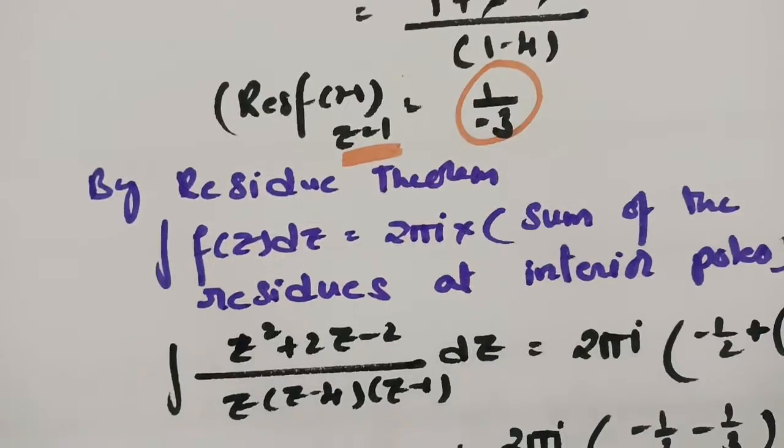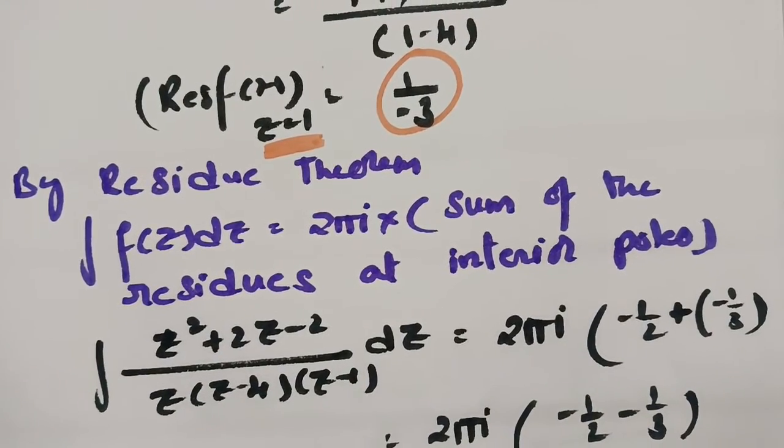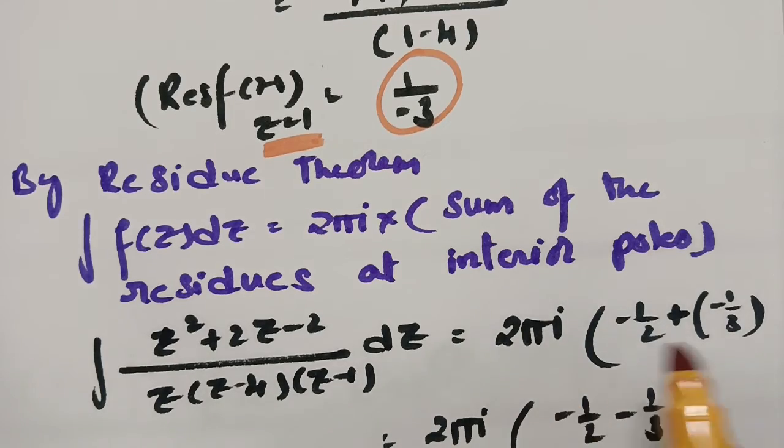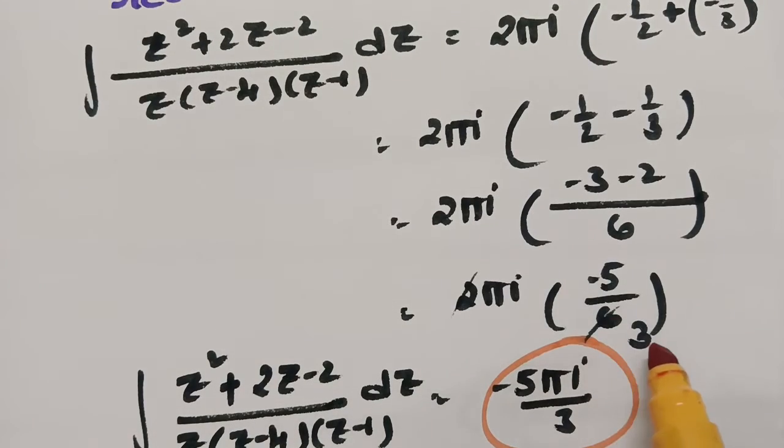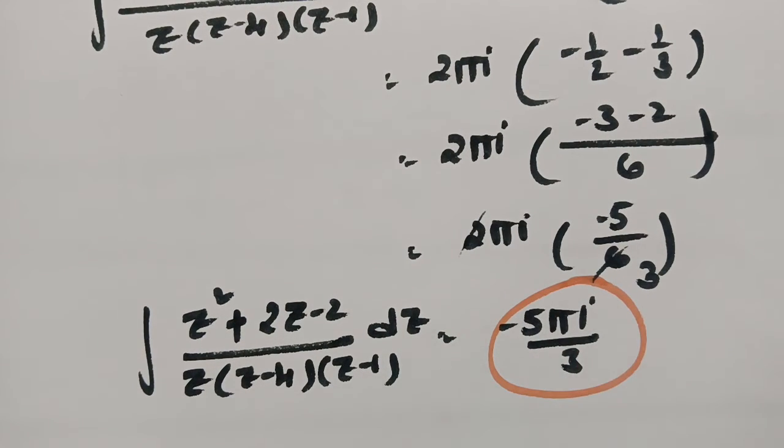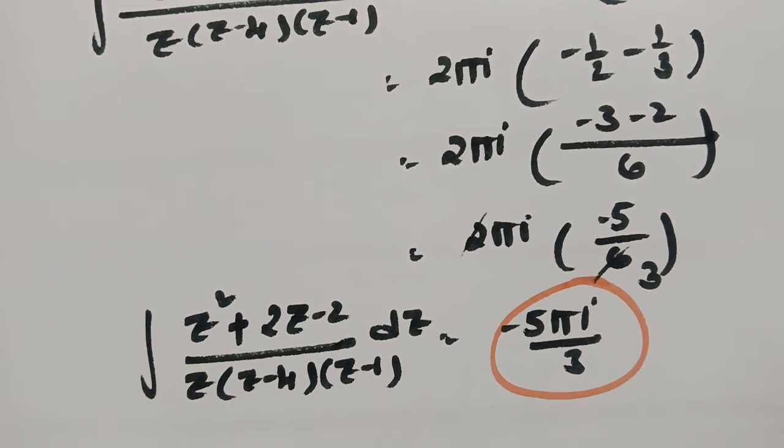minus 1 by 3. Therefore, by the residue theorem we have a formula that the integral of f(z) dz is nothing but 2 pi i into the sum of the residues, that is minus half minus 1 by 3. So this is minus 5 by 6. If I cancel, minus 5 pi i by 3 is the required solution.